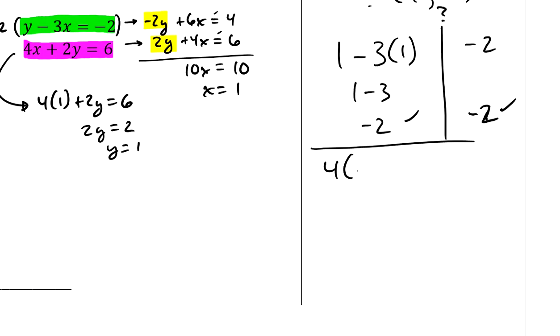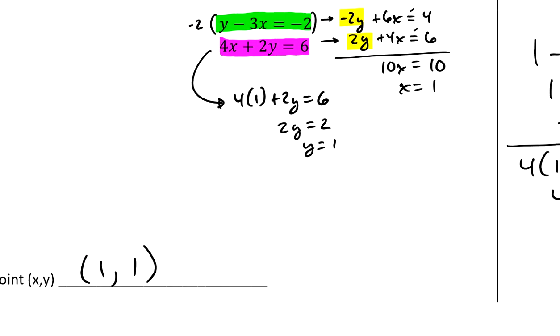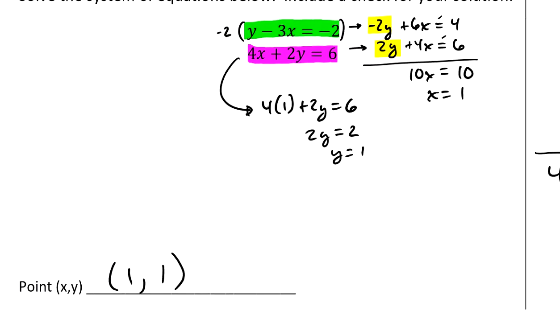It says 4 times 1 plus 2 times 1 is supposed to equal 6. Well, 4 plus 2 is clearly equal to 6. So because I get 6 on both sides of this, it satisfies the second equation as well. So 1, 1 is definitely the point where those two lines will cross.